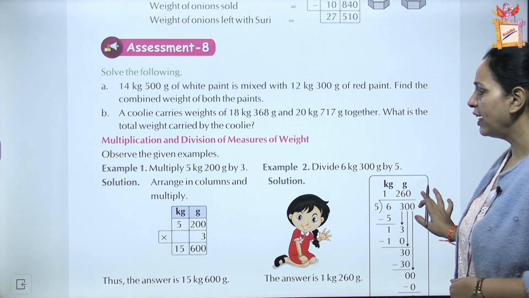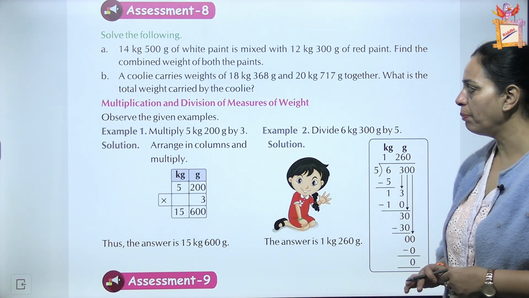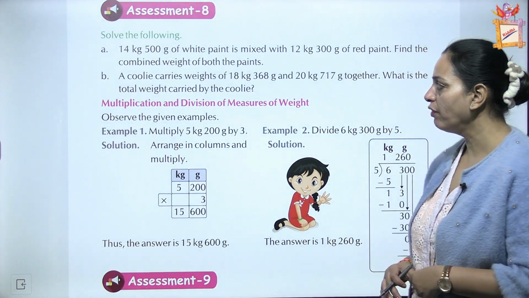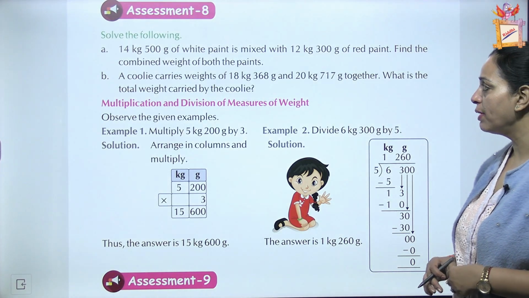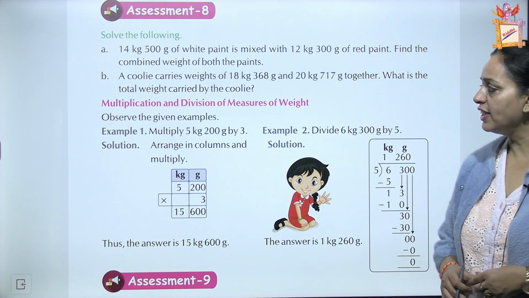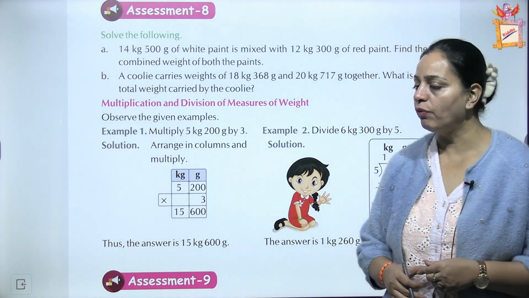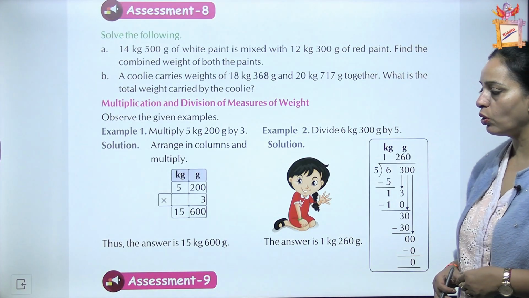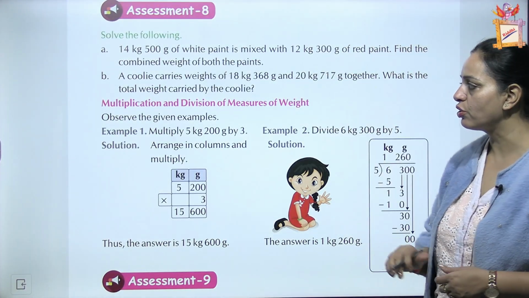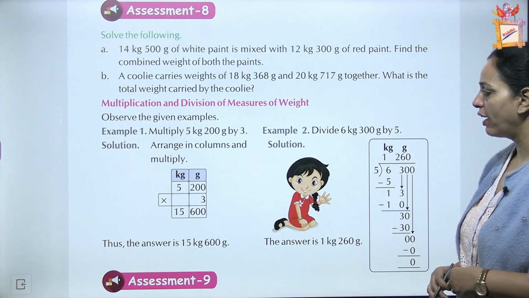Now assessment 8, solve the following. A part, 14 kg 500 gram of white paint is mixed with 12 kg 300 gram of red paint. So find the combined weight of both the paints. So what to do? Add these two. ऐसे आप B part try करेंगे.